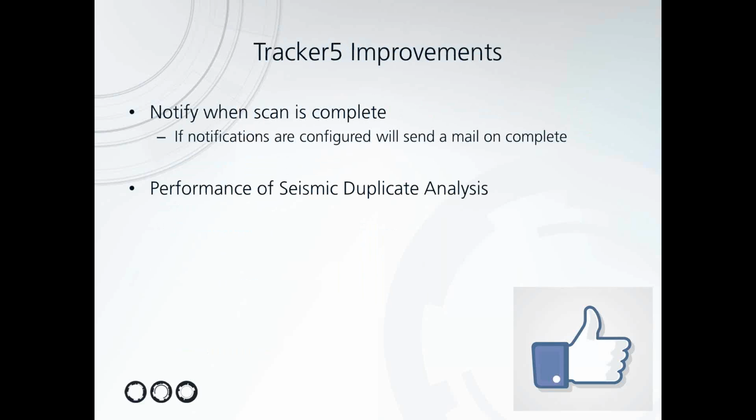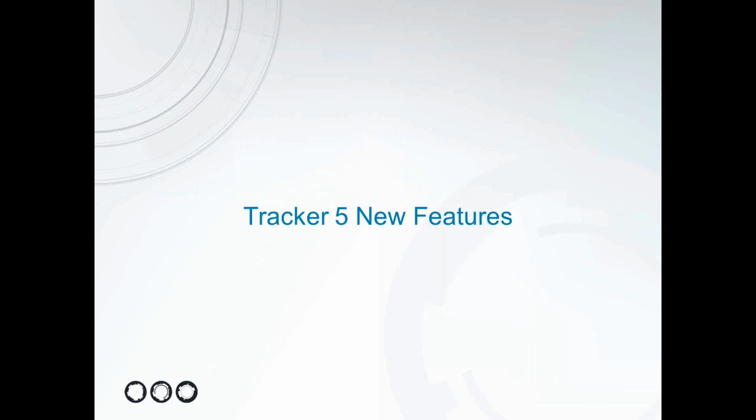Tracker number 5 also has some general improvements, which we always try to do. The first is to notify when a scan is complete. If you're making use of the notifications engine, which is an email system in the tracker admin, you can get a notification when your tracking tasks are completed. We also made a significant performance improvement to the seismic duplicate analysis process, so that should save a lot of time when you're doing your various tracking jobs. So let's dig into those features now.